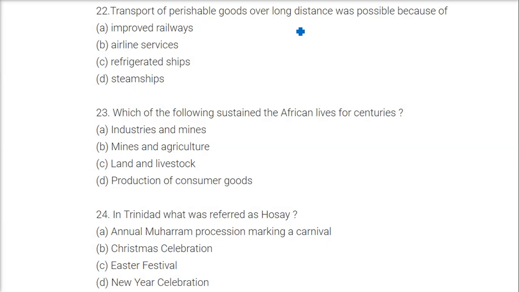Transport of perishable goods over long distance was possible because of refrigerated ships. The ships having a possibility of refrigeration so that the perishable goods like the meat can be sent over long distance. Which of the following sustained the African lives for centuries? The answer here is land and the livestock. Livestock, the animals they reared, they get the milk, cheese, curd from them, and of course meat.